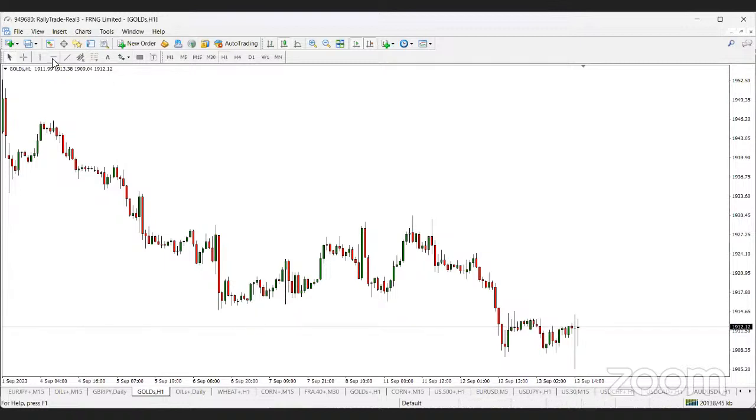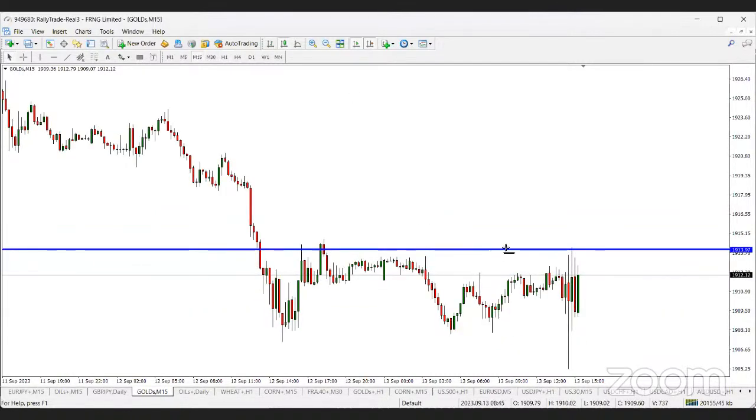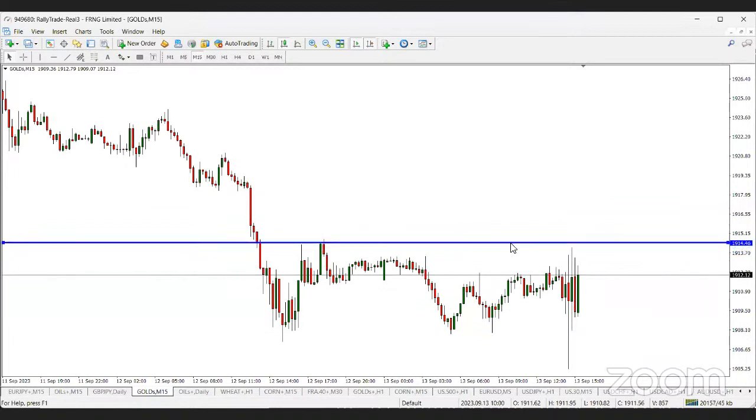That means if we still have a further push up in the dollar, gold is likely going to sell more. So this is where I'm looking at for gold. For gold, my closest resistance is at 1913. 1913 is where my closest resistance is for gold.